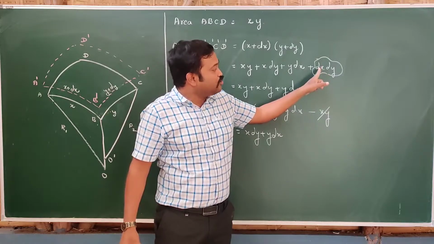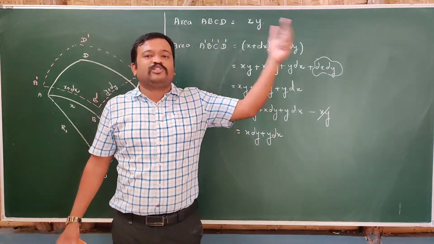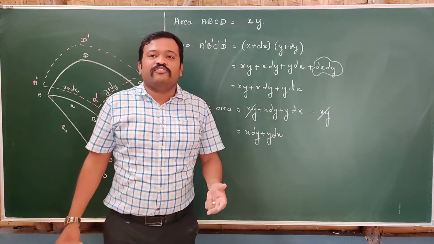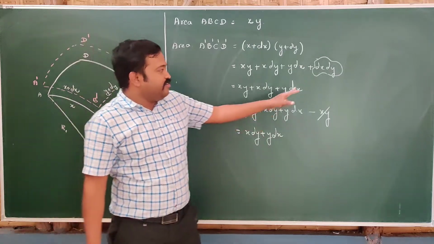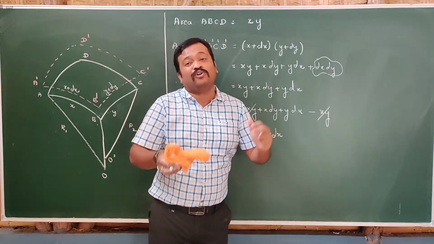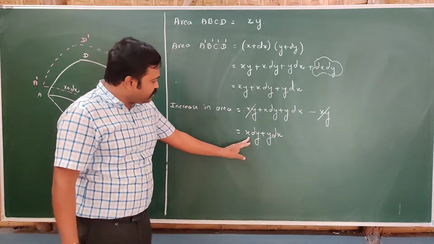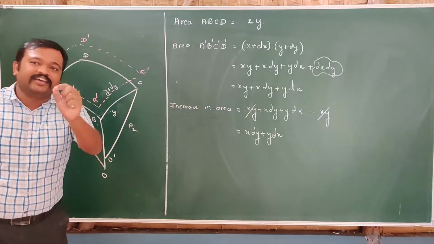Why have I not considered it? Because a small quantity multiplied by a small quantity gives an even smaller quantity, right? If you multiply half with half, we get 1 by 4th. That is the reason we are neglecting this, because both are small quantities and the multiplication of small quantities is even smaller. If I neglect that, I will get x dy plus y dx. That is the increase in area.